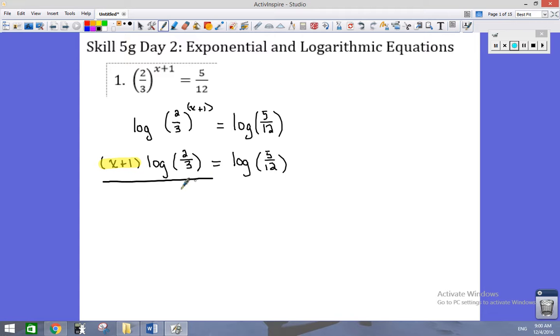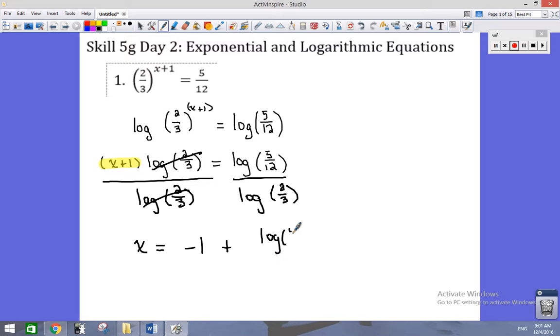By dividing on the left-hand side, these common factors divide to 1. We say they cancel each other. So I have to divide the right-hand side of the equation to balance the equation. So now I have that factor that contained my variable by itself, and I can subtract 1 from each side and have my answer. So this is an exact answer.